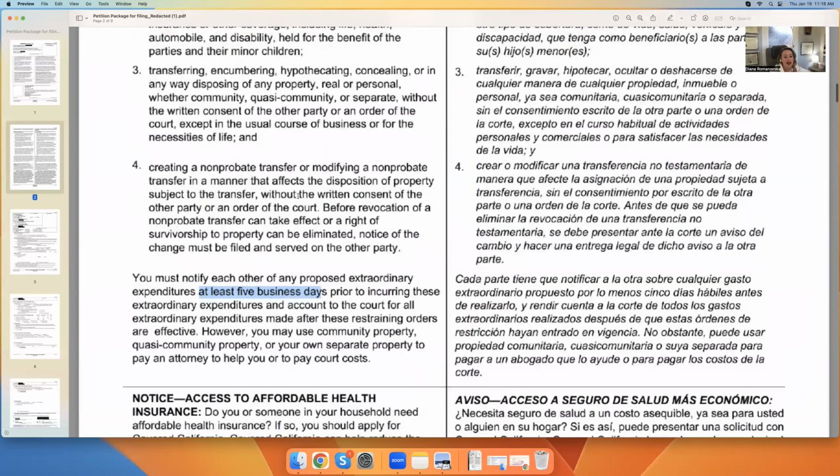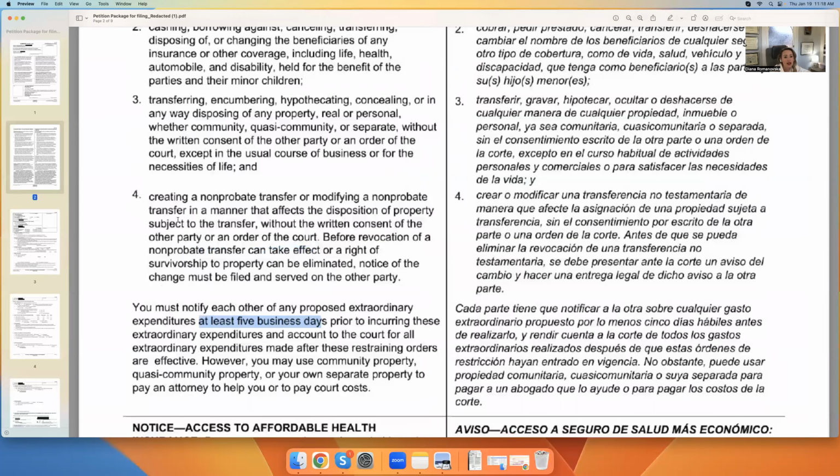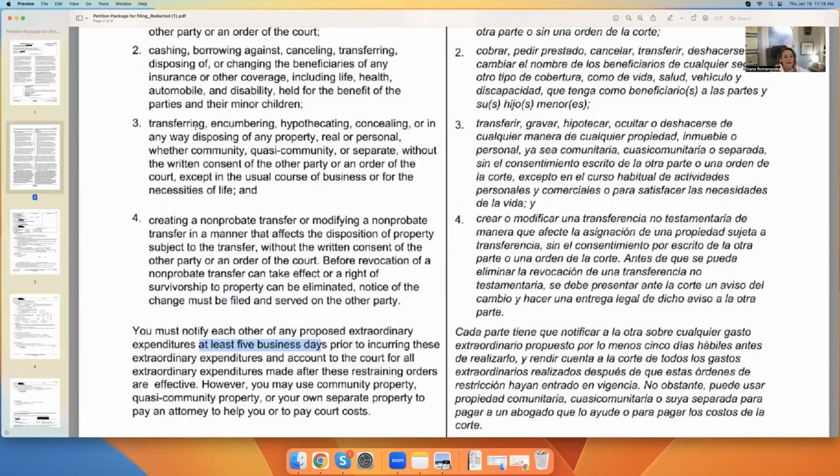So it has to say here, transferring, encumbering, hypothecating, and concealing, or in any way disposing of any property, real or personal, whether community, quasi-community, meaning outside of the state, anything outside of California, or separate, without the written consent of the other party or an order of the court, except in the usual course of business or for the necessities of life.